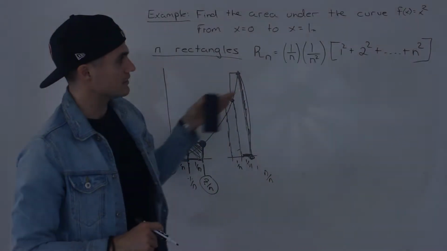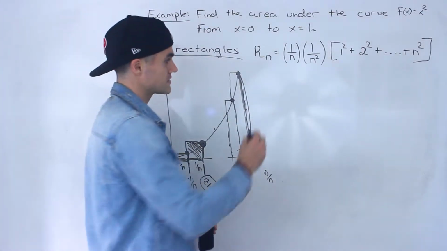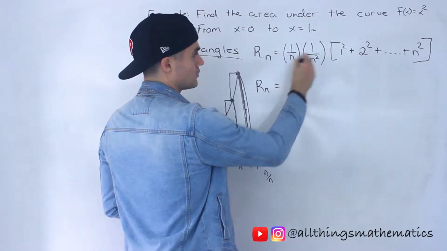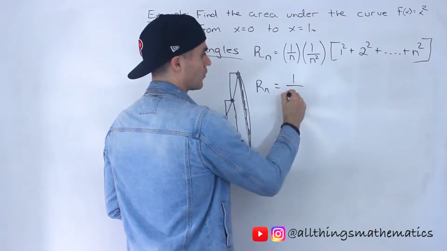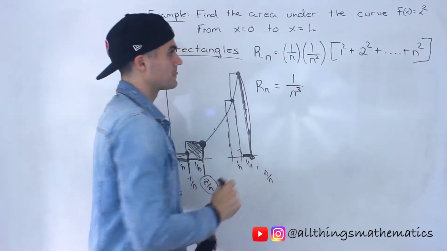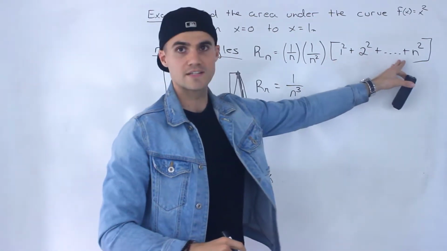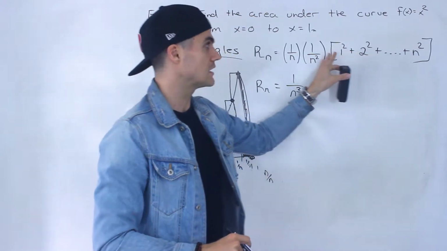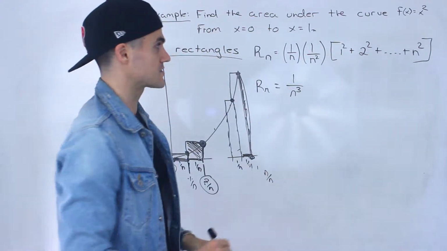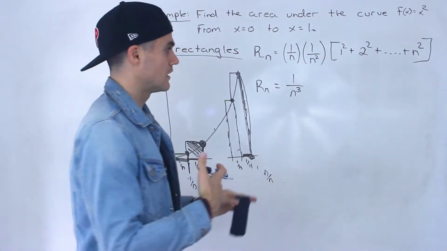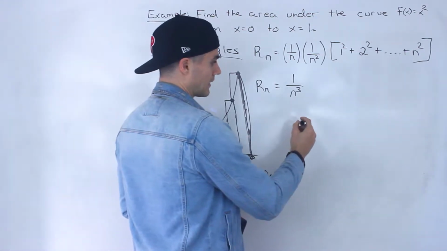And then from here, it's a little bit easier to simplify. So notice that now we're going to have Rn equals, when you multiply these, we'd end up with 1 over n to the power of 3. And then notice this here, 1 squared plus 2 squared all the way to n squared. That's actually a series. It's a certain sum, and there are certain fundamental series that you have to know that I'm going to keep bringing up in this section.